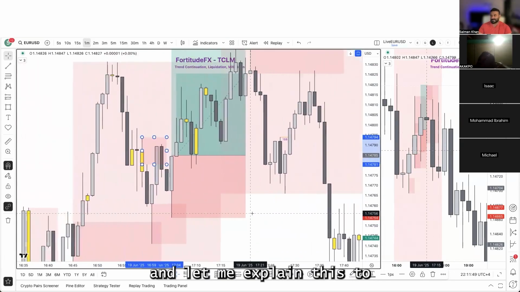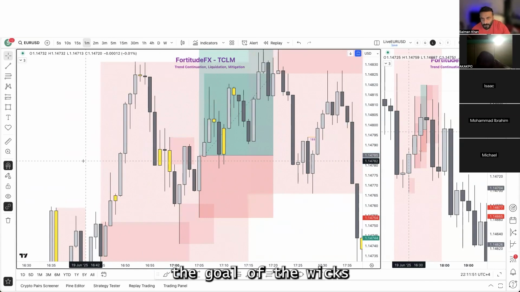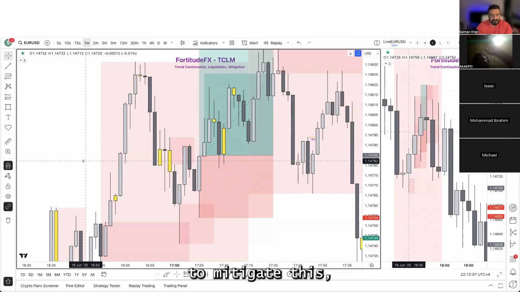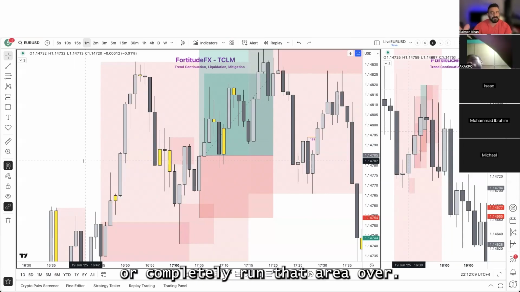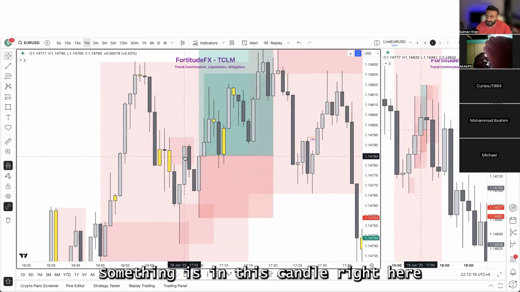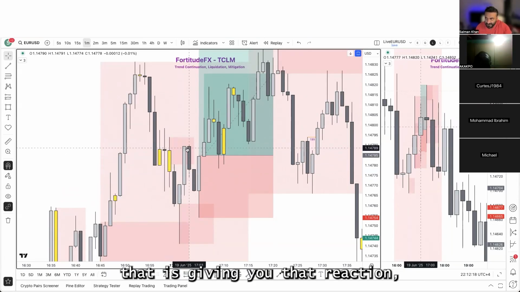So let me zoom this and let me explain this to you. The goal of the wicks, or the goal of every candle, the way the price moves, is that it is mitigating something in the previous candle. It is always doing this. If it has not mitigated anything, price will always come back to mitigate this, either move away or completely run that area over. There is no reason that the price would otherwise react from this. Something is in this candle right here that is giving you that reaction.